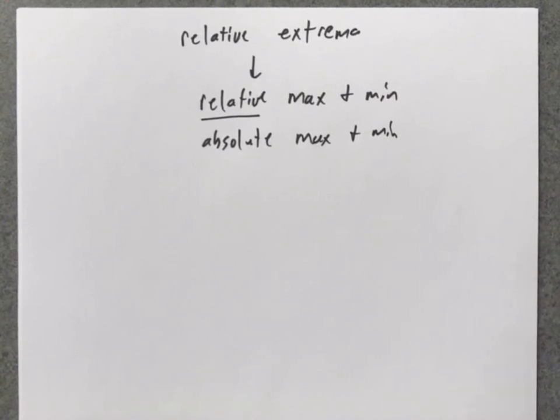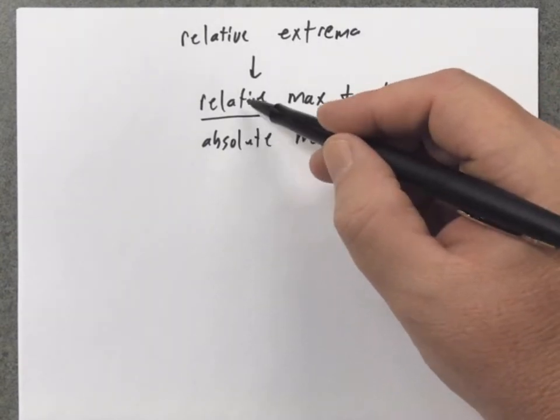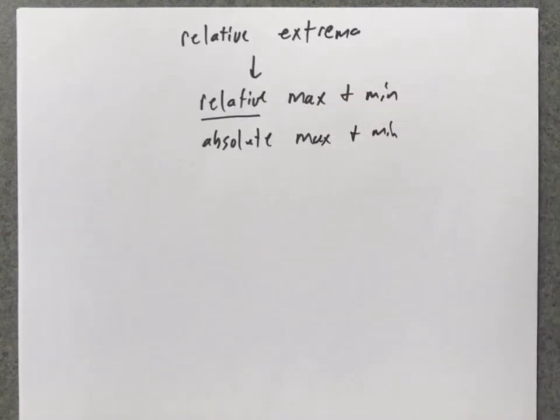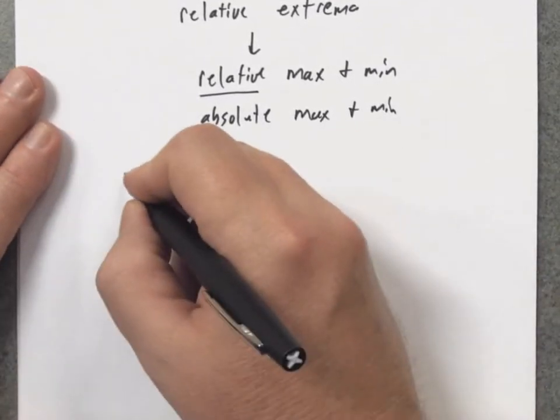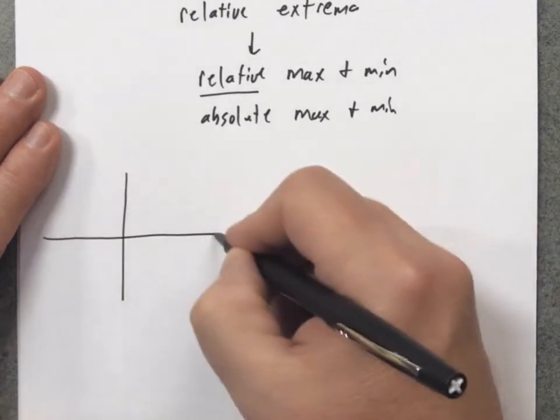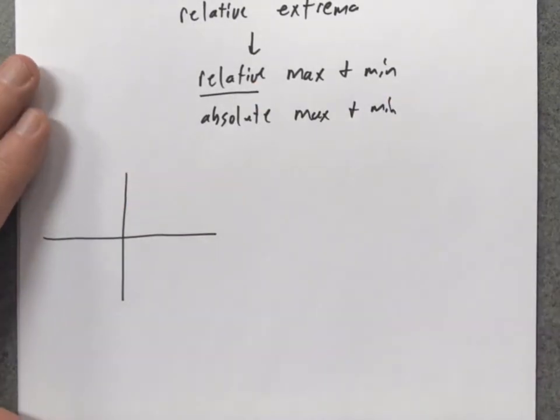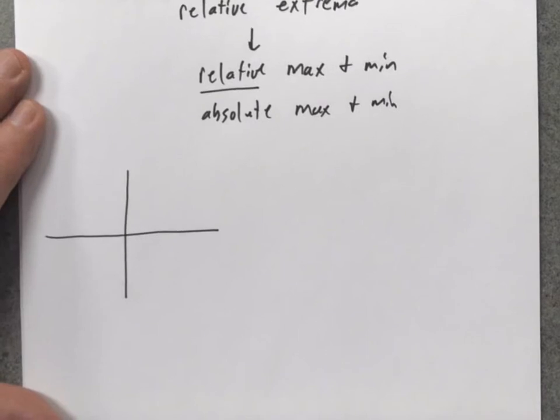Now let me say, I'm going to describe the difference between these two, and then I'm going to tell you how I'm going to talk about this stuff from now on, so you're not confused. So for now, let's just look at a few graphs. And let me quickly describe to you the difference between relative maximums and absolute.